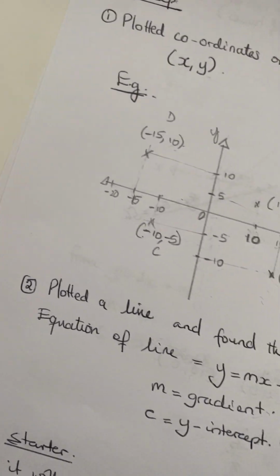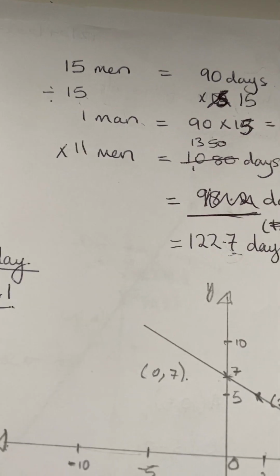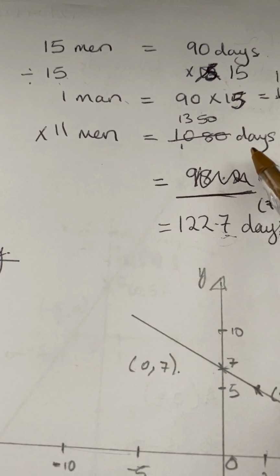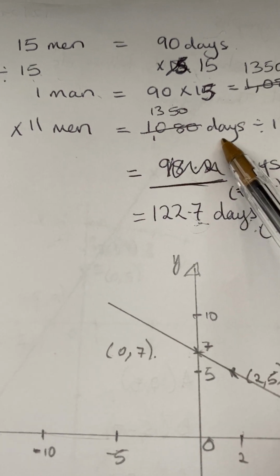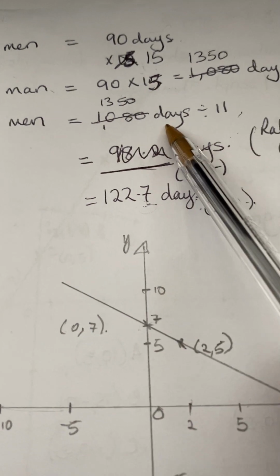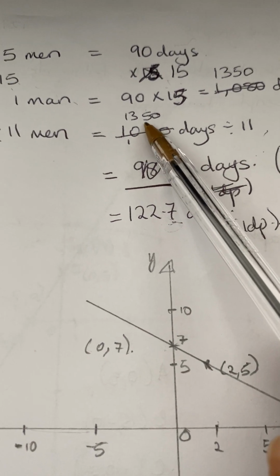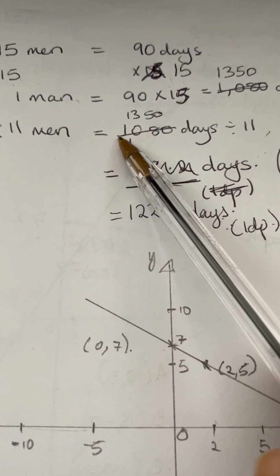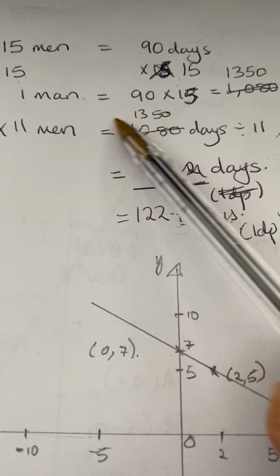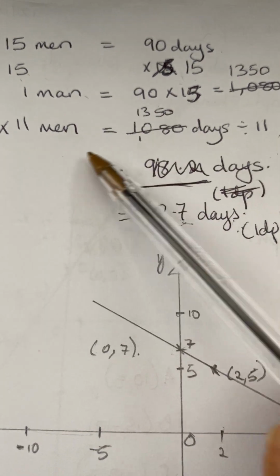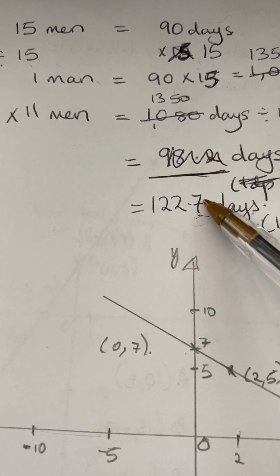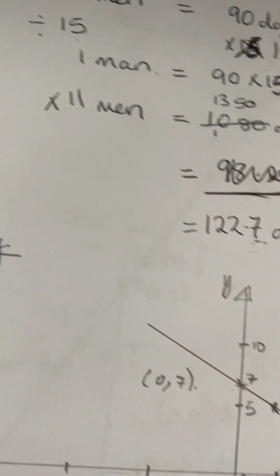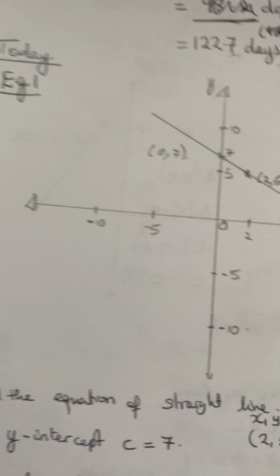And then we saw a starter. Go and have a look at it again. 15 men, 90 days. So 11 men, it will take more days, because they are short of 4. So we found how many days it would take for one man, and then we multiplied by 11, and we realized that it would take this amount of days.